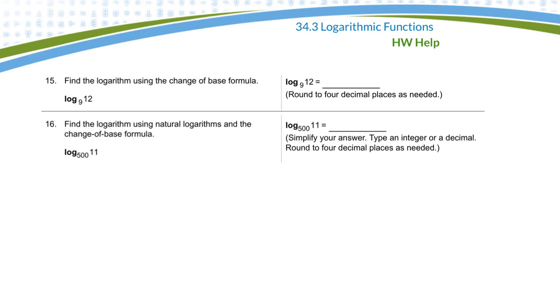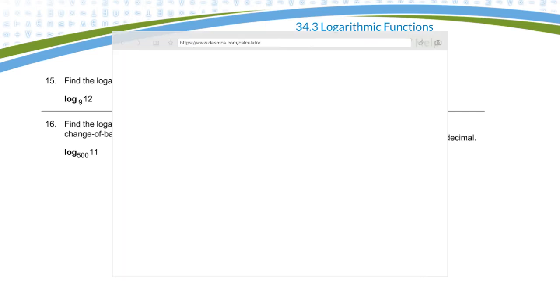Now, if you want to try and use a special change of base on your calculator, you can, or you can do the change of base rule, which would just say ln of 12 divided by ln of 9. On this one, ln of 11 divided by ln of 500. And just use those on your calculator. Or I'll show you how you can do that in decimals.